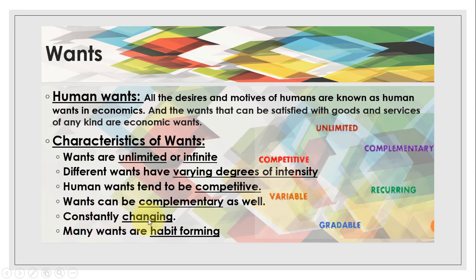Another characteristic is wants are constantly changing. What does it mean? It means that the wants of any person will constantly be changing according to the time, place, and situation of that person. You all know that nowadays we are facing the problem of coronavirus, and you have seen that the wants of the people have also changed because of the time, place, and situation they are in. So the wants have changed. Another important characteristic of wants is that many of the wants are habit forming.